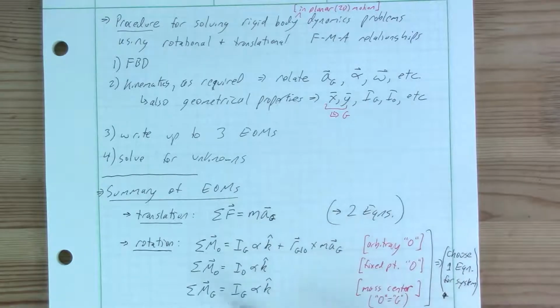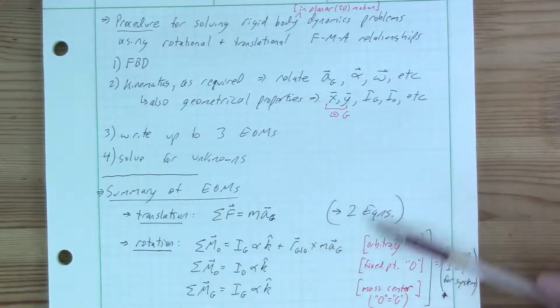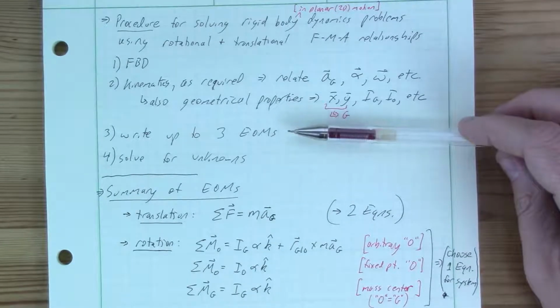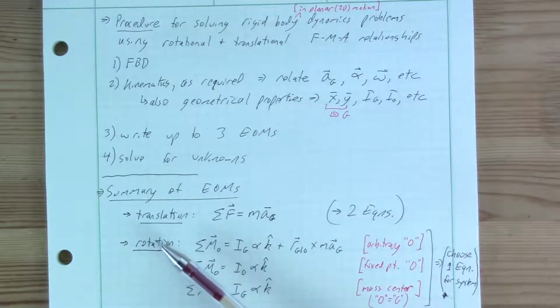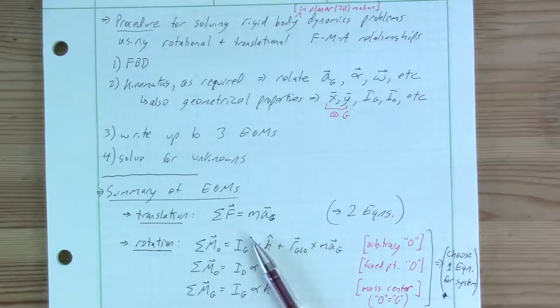So maybe we start down here, right? This is what we basically derived last time, and it's putting it in a nice clean summary. These are going to be the equations of motion that enter number 3 here. Okay, so our translation equation of motion, that's just Newton's second law, force equals mass times acceleration applied to the center of mass. This is truly two equations because there's a horizontal and vertical component.